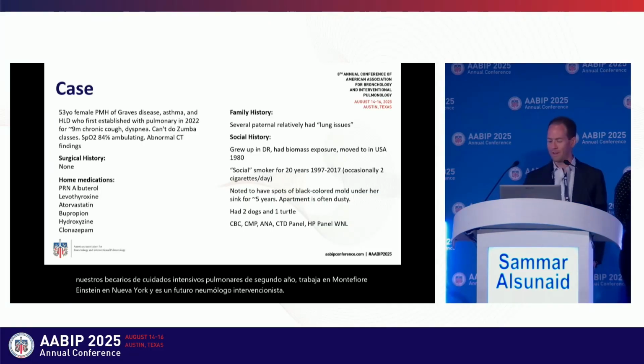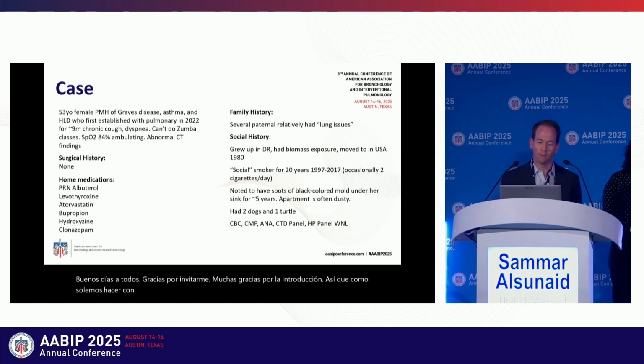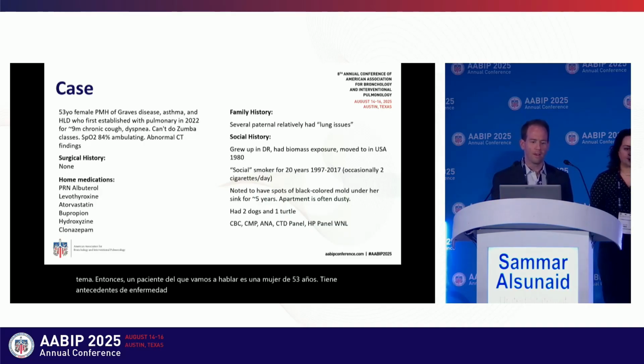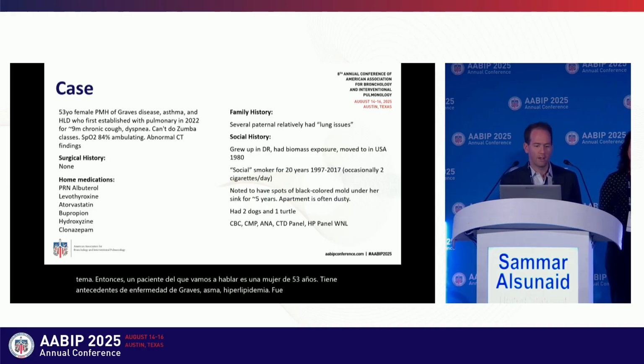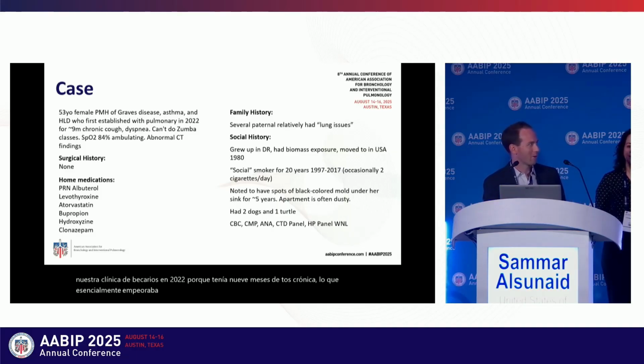Good morning, everyone. Thank you for having me. Thank you, Sammar, for the intro. So as we tend to do for these talks, we're going to start with a case just to sort of outline the topic. So a patient that we're going to discuss is a 53-year-old female. She has a history of Graves' disease, asthma, hyperlipidemia. She was initially seen in our fellows clinic in 2022 because she had 9 months of a chronic cough, essentially worsening dyspnea. She's like a Zumba dancer, workout kind of person. She couldn't do her exercising anymore.